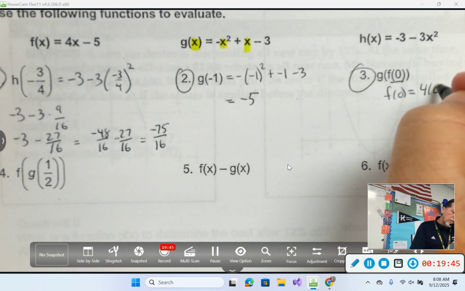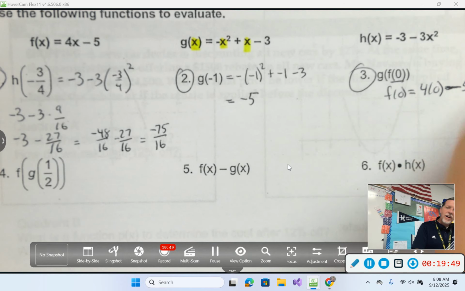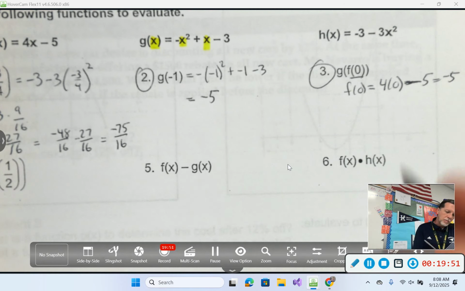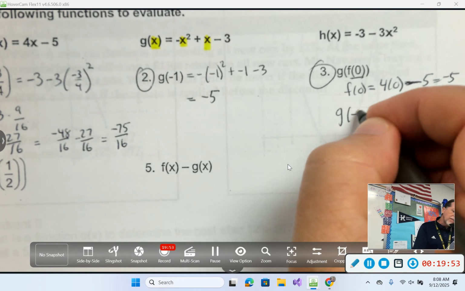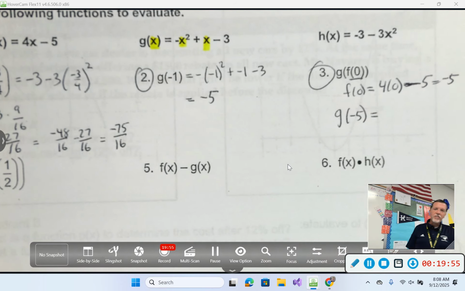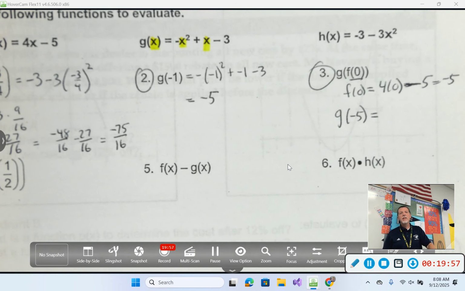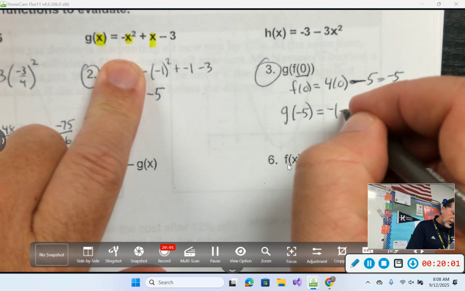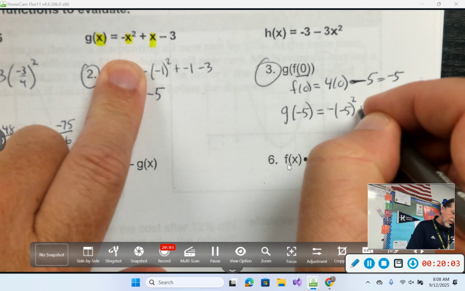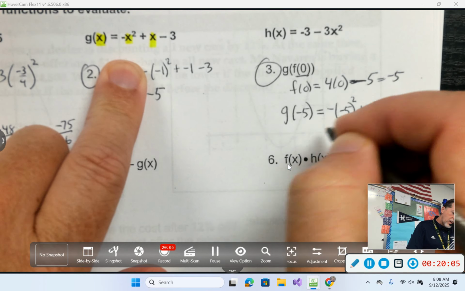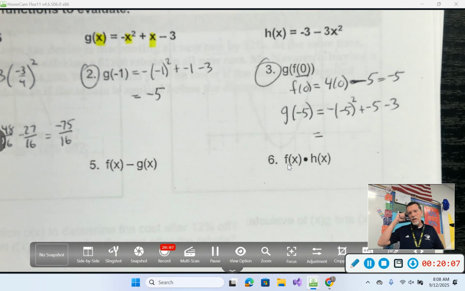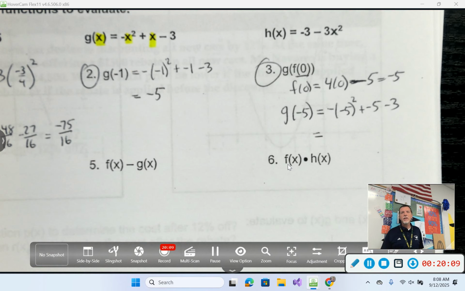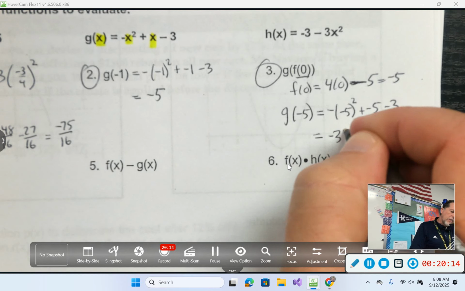So f of 0, oops, f of 4, is -5. Trying to skip too many steps. Which means negative 5 is now the input to the g function. So I'll go look at the g function and plug in negative 5. And I think you get negative 33. Because 25 and 5 and 3, and they're all negative, so negative 33.